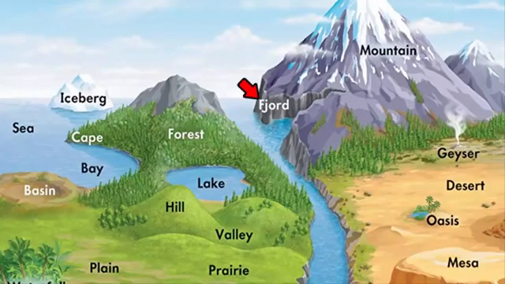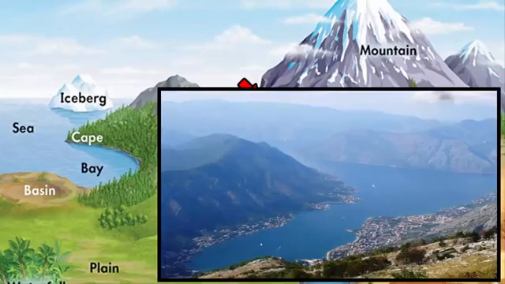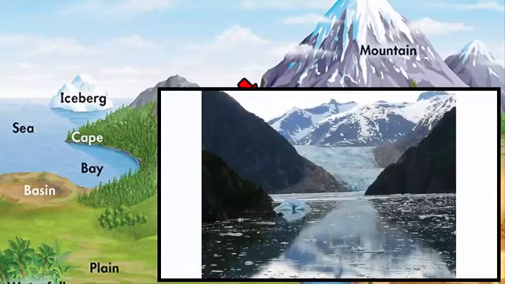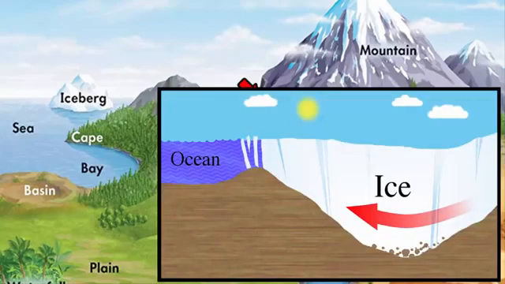The next one is fjord. The F word is silent when you pronounce it. These are a long, narrow, deep inlet of the sea between high cliffs. How are they formed? They are created by glaciers.